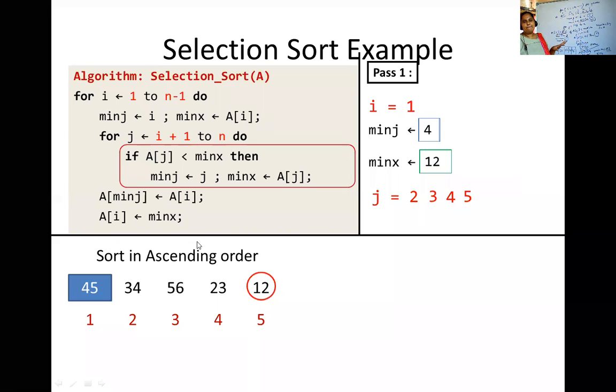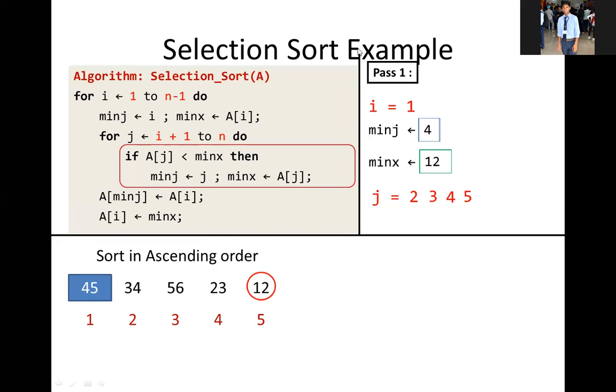Is it clear? Or should I repeat it? Is it clear? Clear, ma'am. Repeat for everybody. Is it clear? Yes, ma'am. Yes, ma'am. Again, I am going to repeat it once.